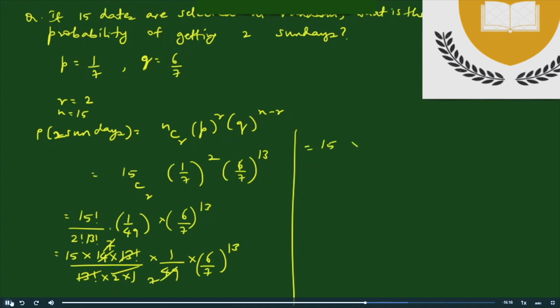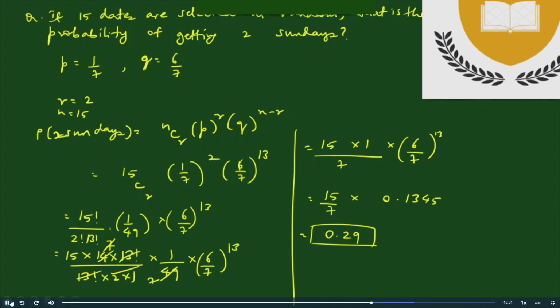15 into 1 by 7 into 6 by 7 to the power 13. Okay, 15 into 0.1345 the whole by 7, that gives me 0.288, which is 0.29. So the option will have 0.29 also. Please copy this down.